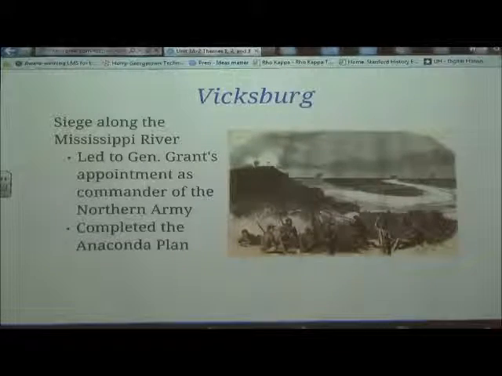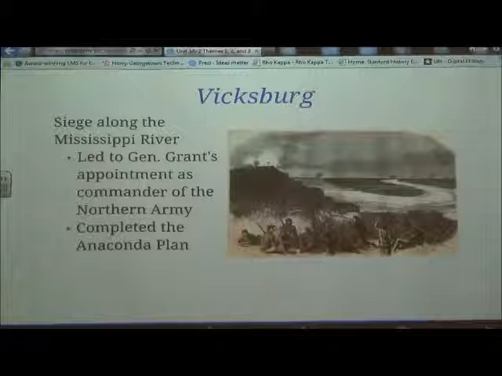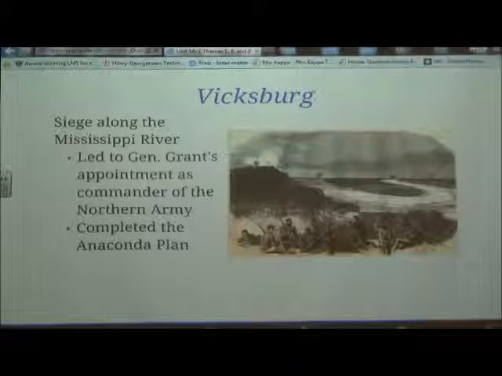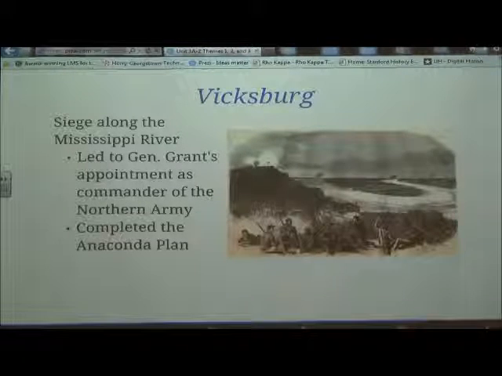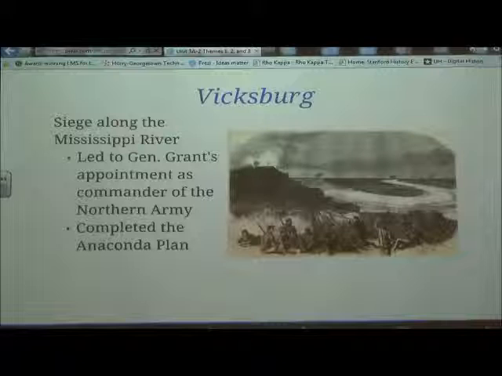Then we have the Battle of Vicksburg. This happened about the same time as the Battle of Gettysburg, within a day or two. The Battle of Vicksburg was actually a siege. The Union Army had actually put a siege wall up around, not a wall physically, but a siege around the town of Vicksburg, which was on this strategic point on the Mississippi River.